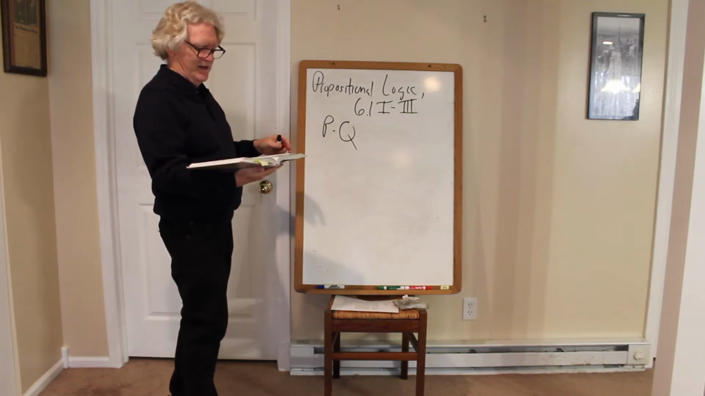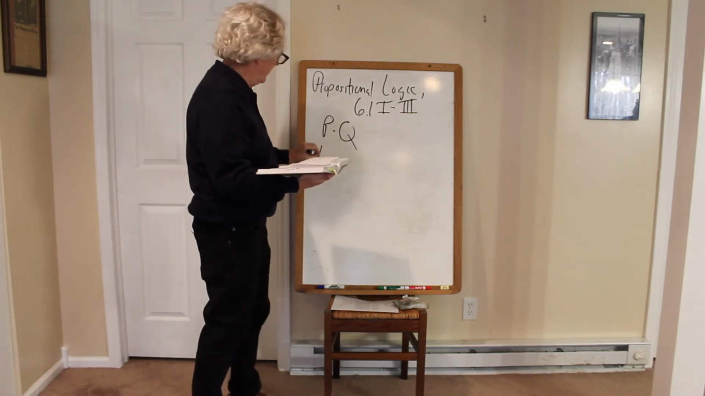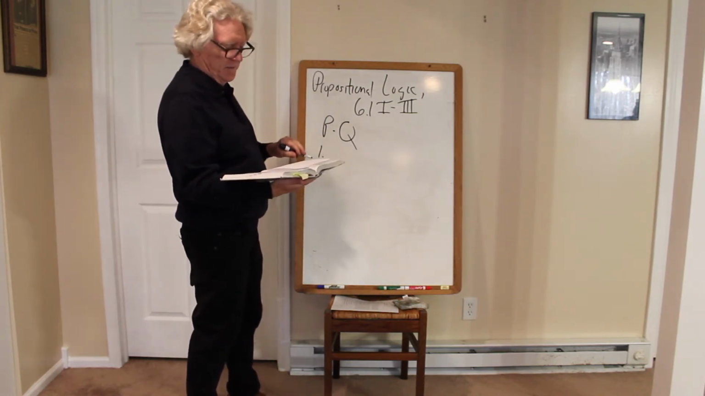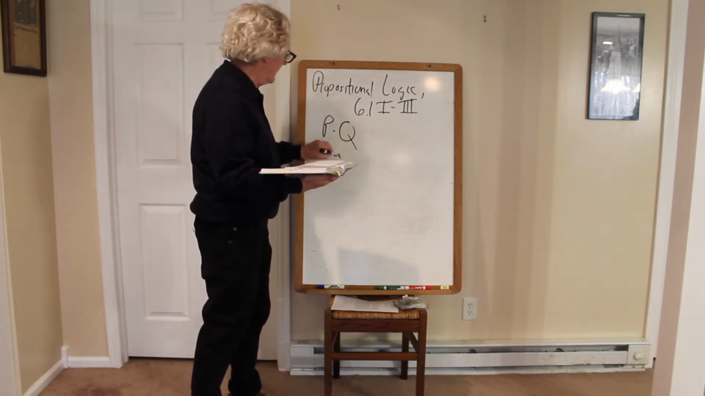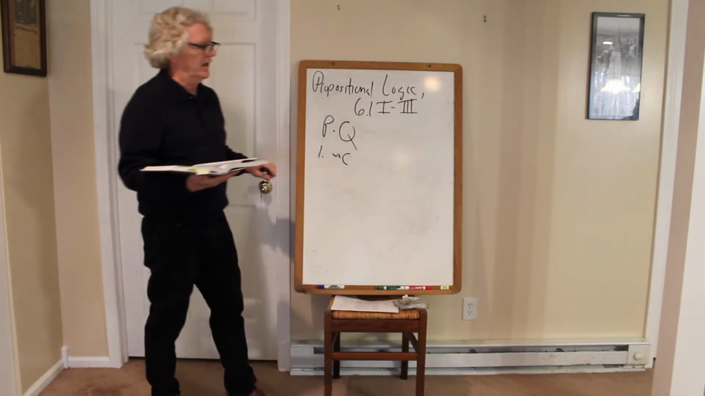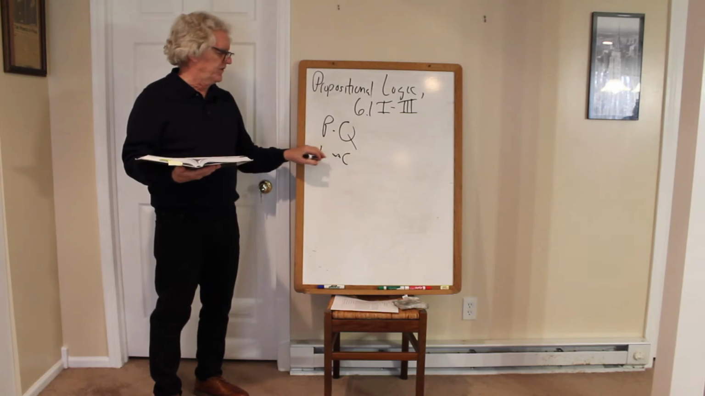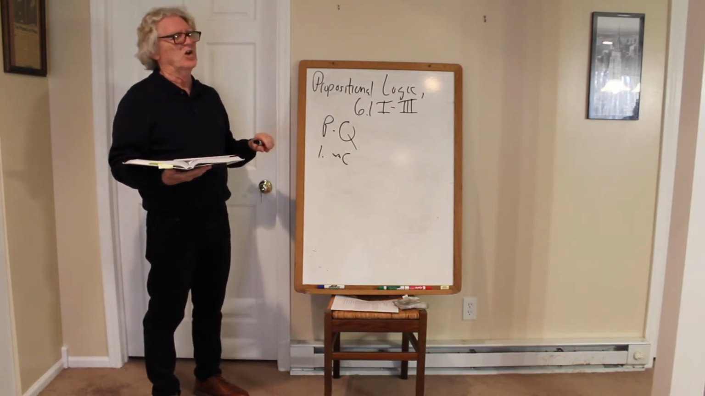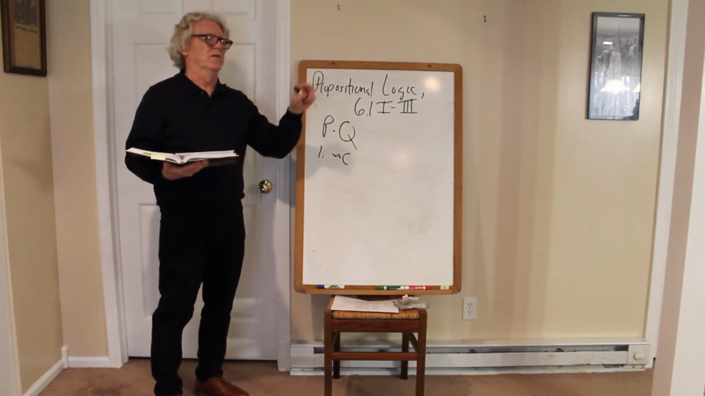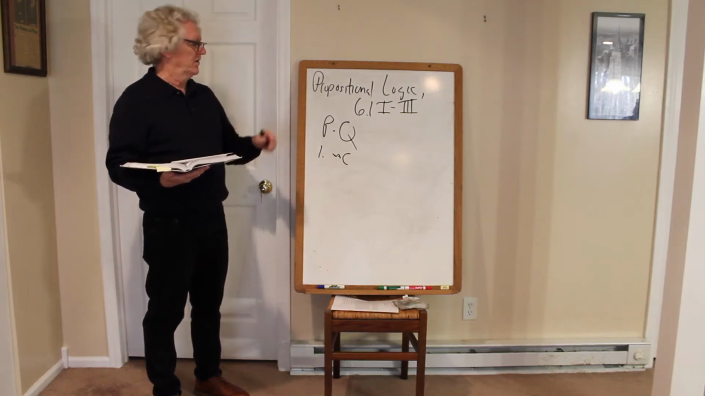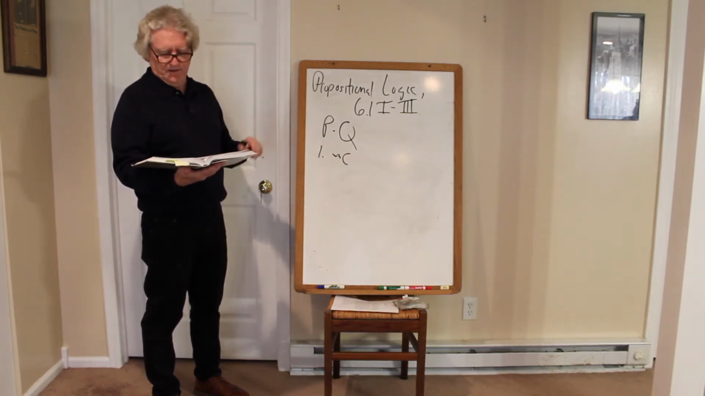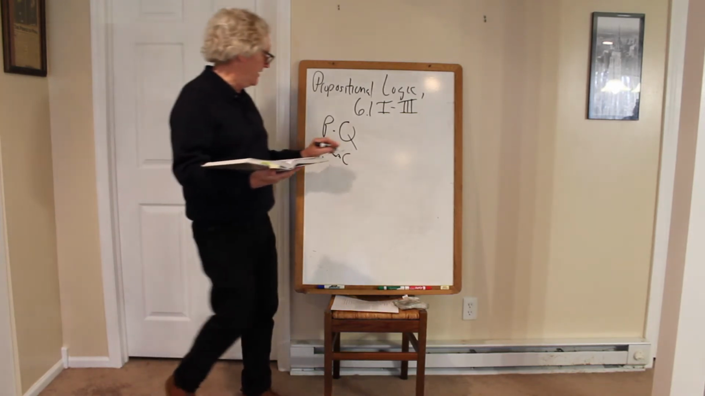Cartier does not make cheap watches. This is 6.1 number 1. Well, Cartier does not make cheap watches would just be not C. And you'll have to get to know your operators, but the little tilde or negation sign there means not, but not whatever follows. So in this case, not Cartier does not make cheap watches.